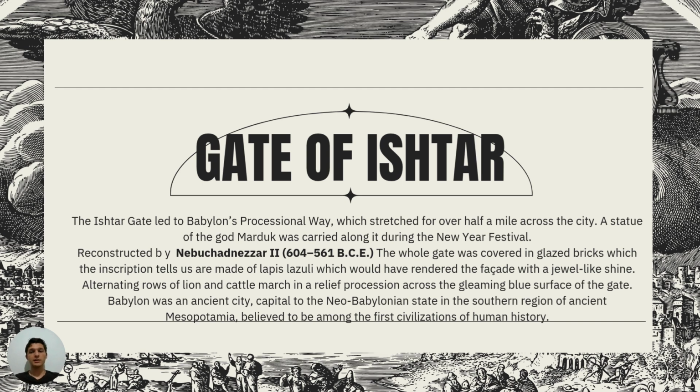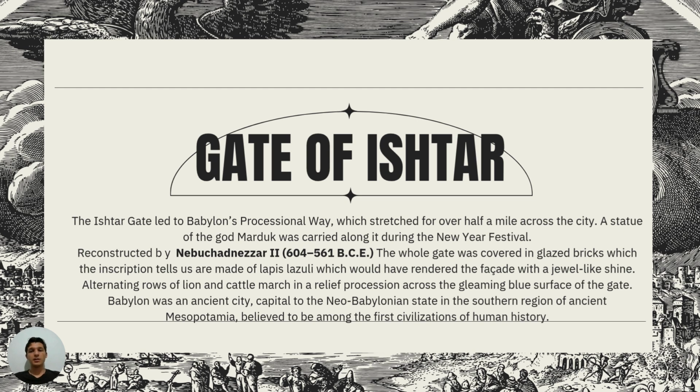Now, for the gate. One of the most remarkable features of this gate was its appearance, because the structure was covered with glazed bricks designed to resemble lapis lazuli, which is a deep blue precious stone. Now, some of the inscriptions of this gate said that the building materials of it were in fact made of lapis lazuli. If true, it could indicate a trade route between ancient Mesopotamia and modern day Afghanistan.